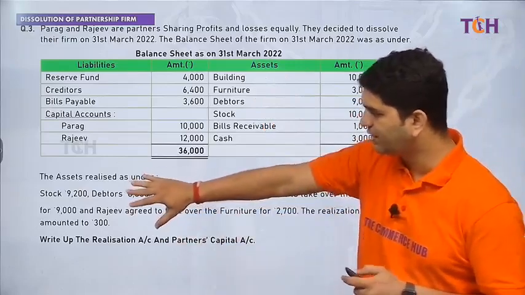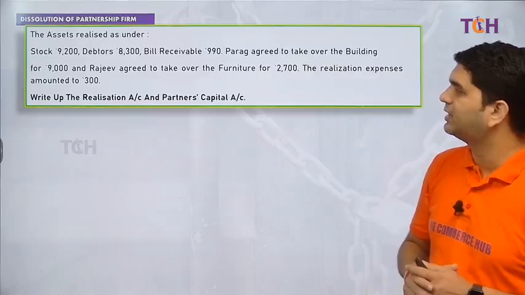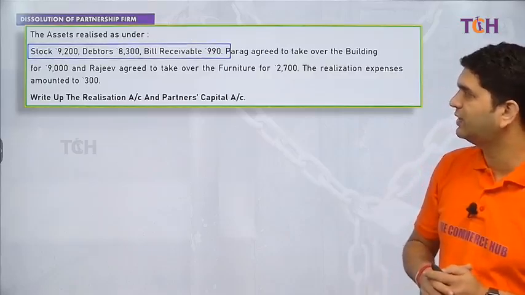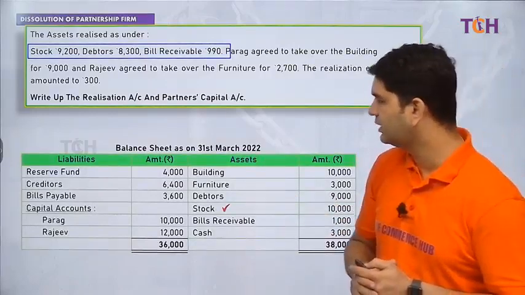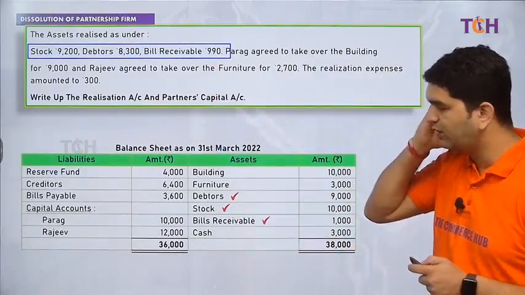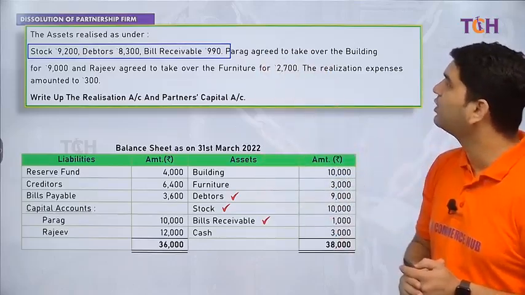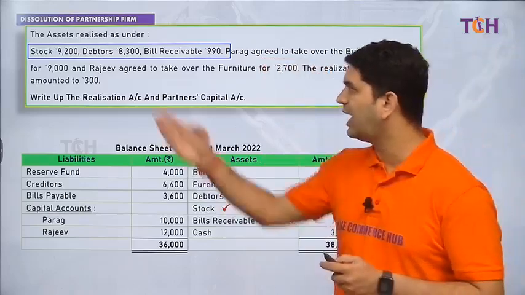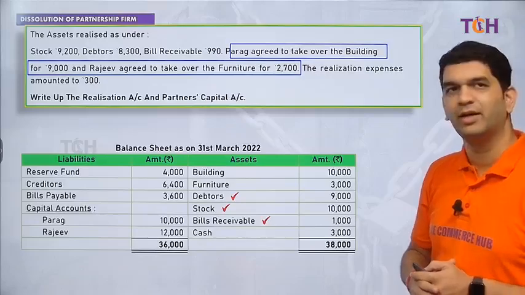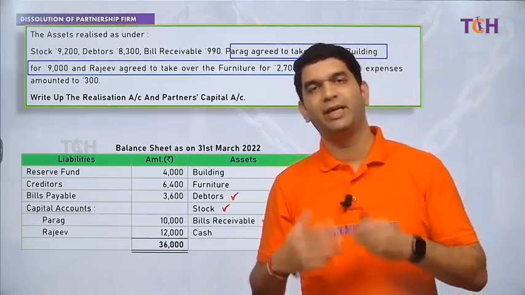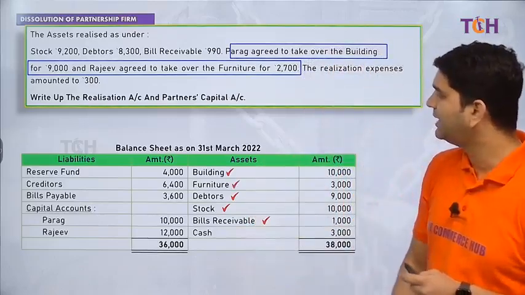Now we have got this information. Let us understand this. The assets realized as under: stock 9,200. So first let us mark our assets: stock, then debtors and then bills receivable. We have realized values of these. Now Parag agreed to take over the building for 9,000 and Rajiv agreed to take over furniture for 2,700. So the remaining two assets have been taken over by partners. Let us mark that also. Those are being taken care of.